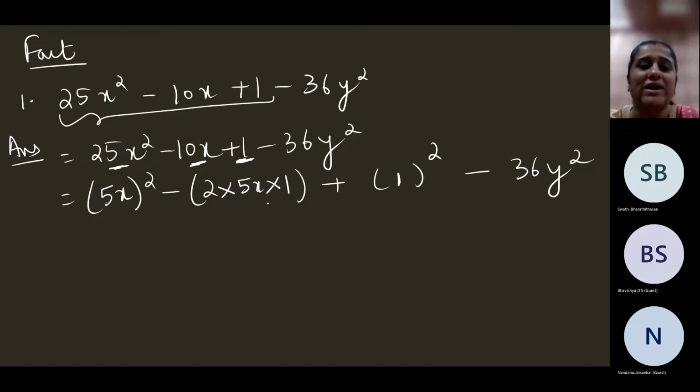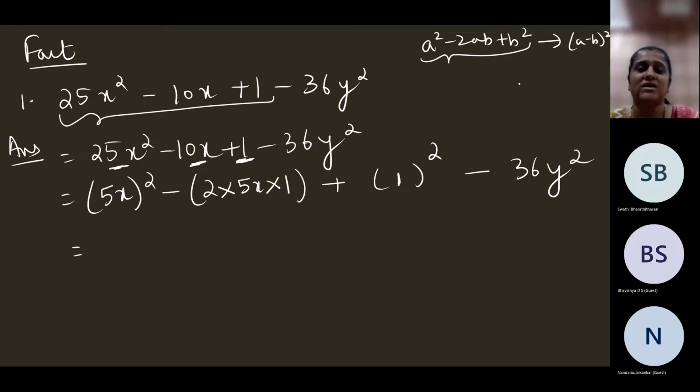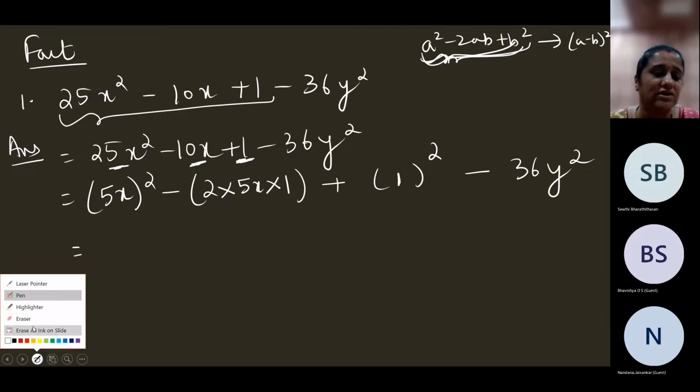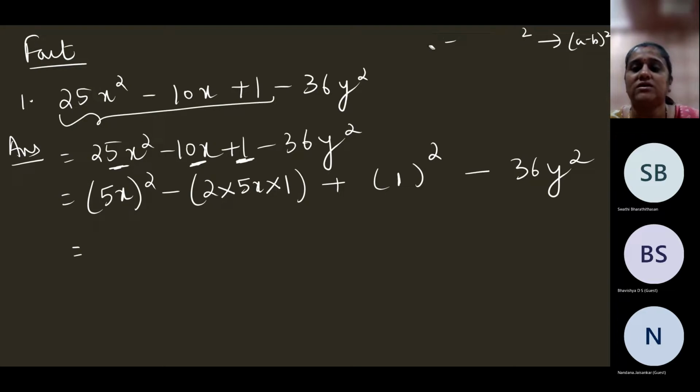Now what is a square minus 2ab plus b square? A minus b the whole square. Yes or no? The given expression looks like a square minus 2ab plus b square. So the answer should be a minus b the whole square, the other side of the identity. Understood?